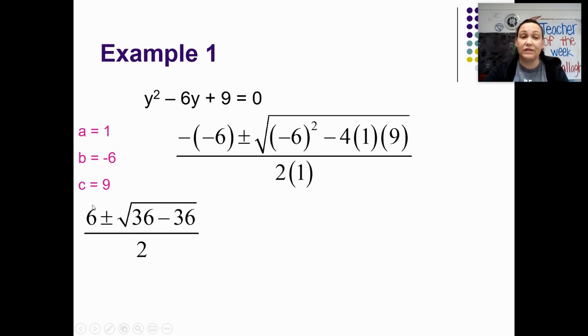Now I can't do anything with the 6 and the 2, so don't even try. Right now I'm really focusing on the square root symbol. Can I get that to get smaller? So 36 minus 36 is 0. And I do know the square root of 0. The square root of 0 is 0.